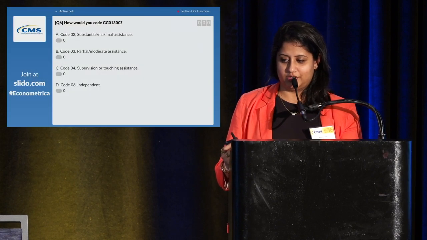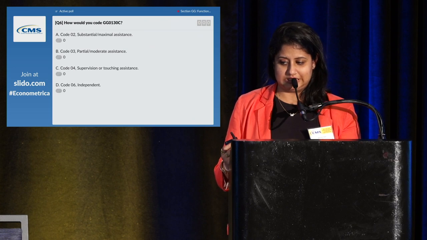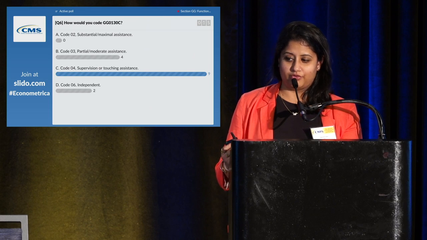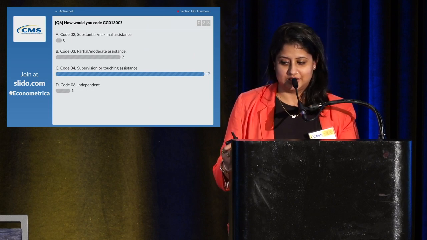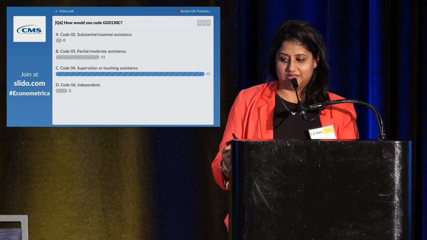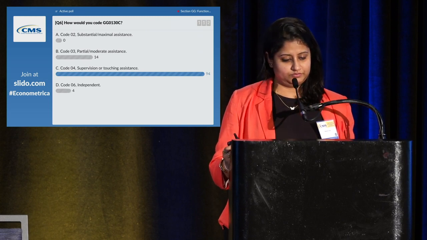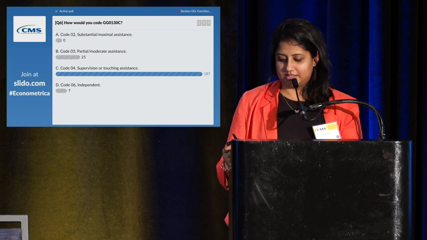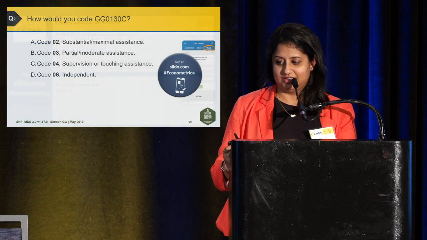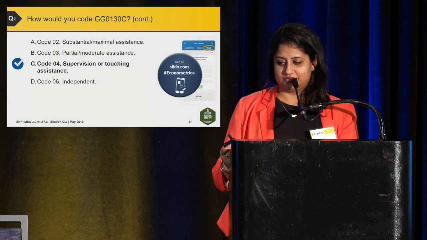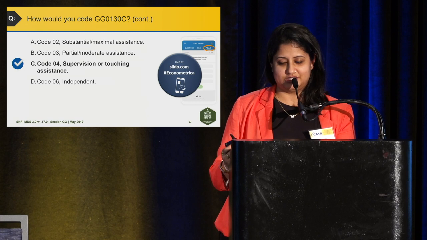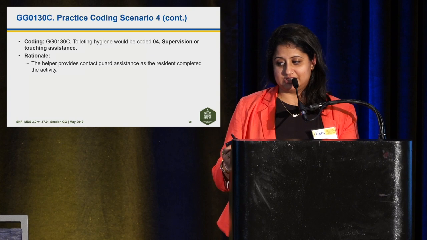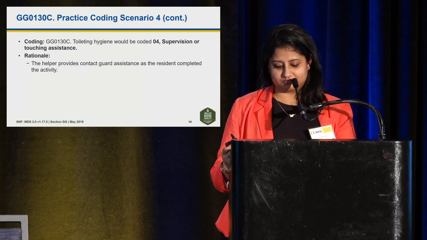Your options are A, 02, substantial or maximal assistance, B, 03, partial or moderate assistance, C, 04, supervision or touching assistance, or D, 06, independent. All right, a number of you have cast your votes. Let's look at the correct answer now. It is C, 04, supervision or touching assistance. The rationale behind that is the helper provides contact guard assistance as the resident completes the activity.